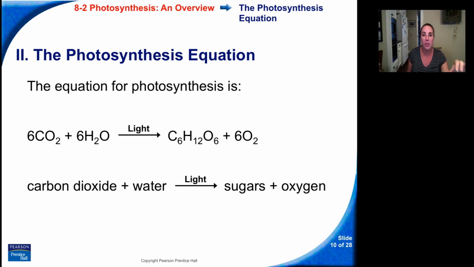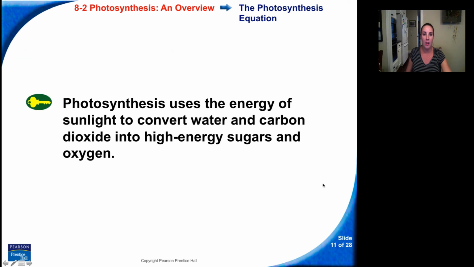And the photosynthesis equation is 6 carbon dioxide molecules, 6 water molecules in the presence of light, make 1 glucose molecule, C6H12O6, and 6 oxygen molecules. So carbon dioxide plus water in the presence of light makes sugar and oxygen. Photosynthesis uses the energy of sunlight to convert water and carbon dioxide into high-energy sugars and oxygen.